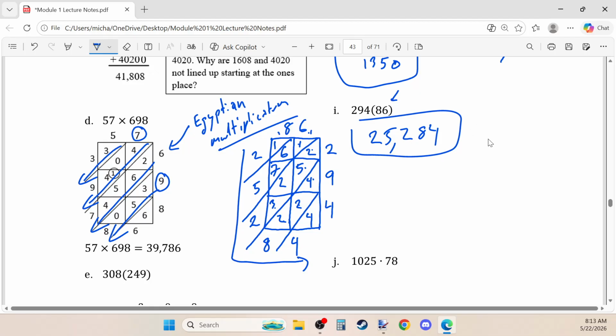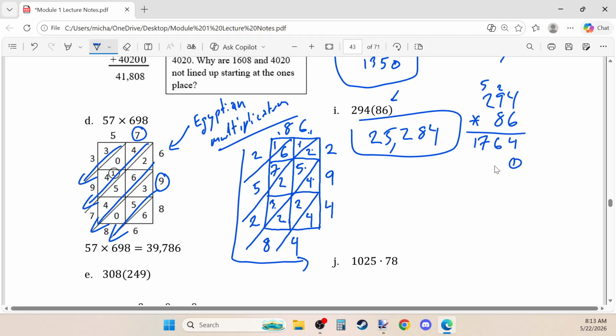And if I did it the conventional way, I'm going to write this a little higher, actually. I might need some vertical space for this. I write 294 times 86, and I do it the conventional way. 6 times 4 is 24. I carry a 2. 6 times 9 is 54, plus 2 is 56. 6 times 2 is 12. 12 plus 5 is 17.